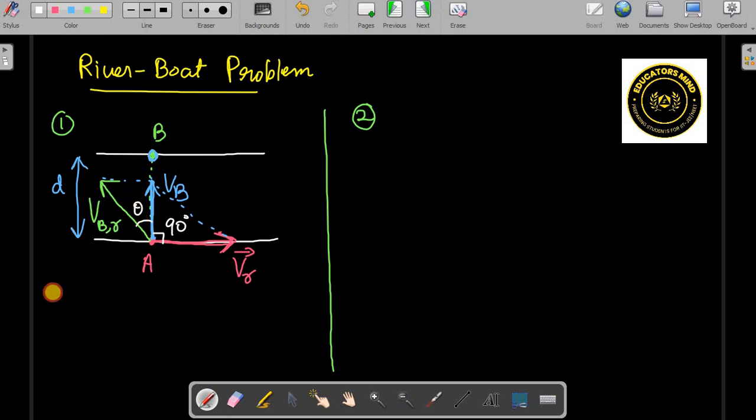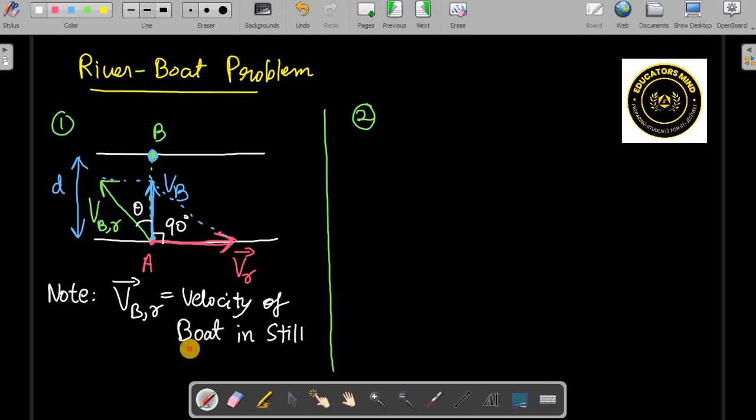So first of all we have to note here that the velocity of boat with respect to river is the velocity of the boat in still water, or with respect to river water.